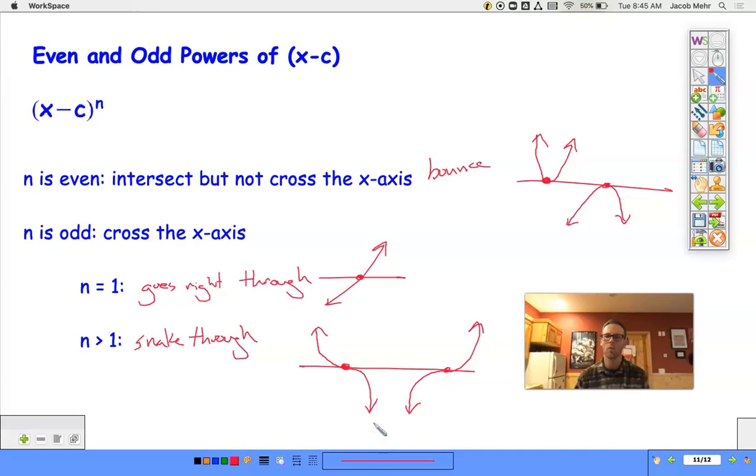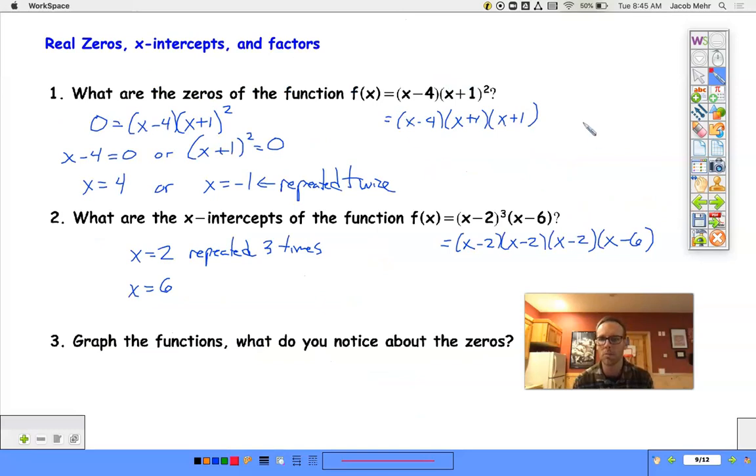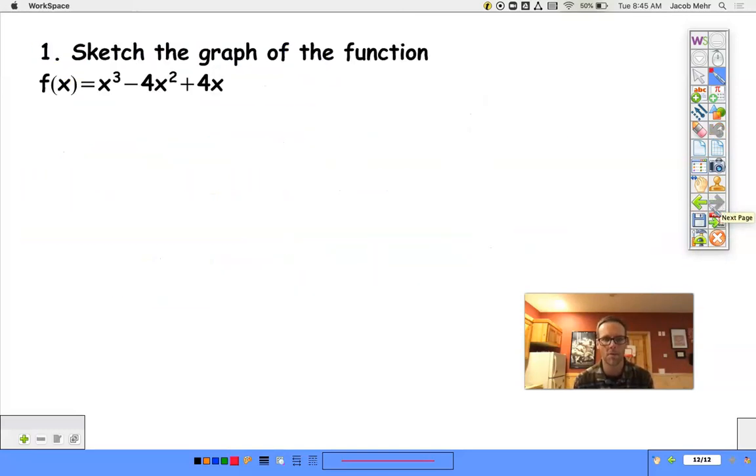So when we have the zeros and we have it factored like I do here, we can put together a lot of information about what this graph is going to look like. And that's what we're going to finish up with. We're going to finish up with a couple sketches of functions. So let's sketch the function x cubed minus 4x squared plus 4x.